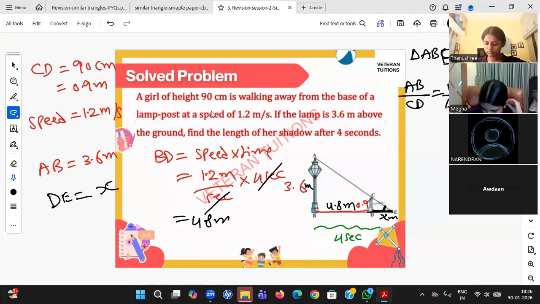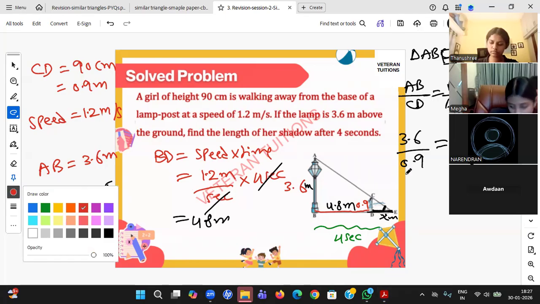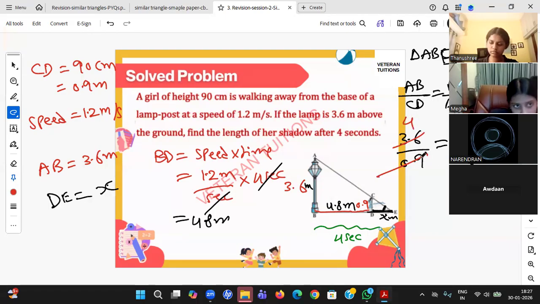Harshini, right answer. AB is 3.6, CD is 0.9, BE is 4.8 plus X, DE is X. I think I'll stop. I'll not use this also. Why? Because I already got the equation. Okay, so now 0.9 into 4. 9 fours are 36, right? That is what I use.